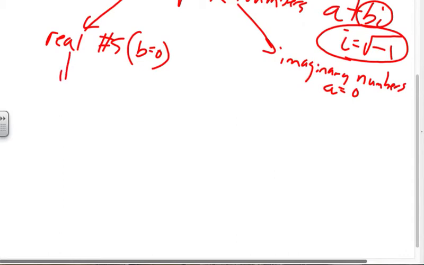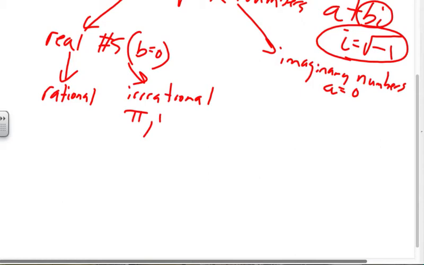Below the real numbers, we've got things like rational numbers. These are things that can be expressed as fractions, and irrational numbers, which can't be expressed as fractions. Pi is an old friend. Square root of 2 you saw last year. Square root of 3 you saw last year. e you saw last year. These are all irrational numbers.